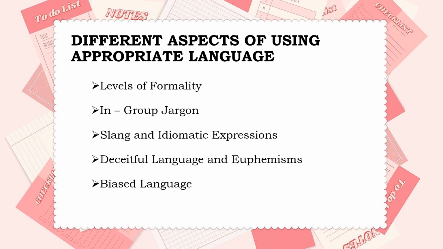There are different aspects that we need to consider in using appropriate language. We have levels of formality, in-group jargon, slang and idiomatic expressions, deceitful language and euphemisms, and biased language. When we say levels of formality, it is when you are writing in a style that fits your purpose and fits the expectation of your audience. Knowing your purpose and knowing who your audience is, is the key to successful writing.